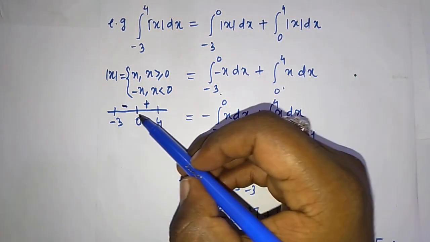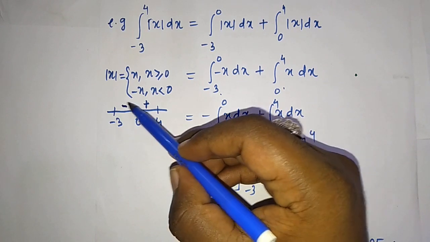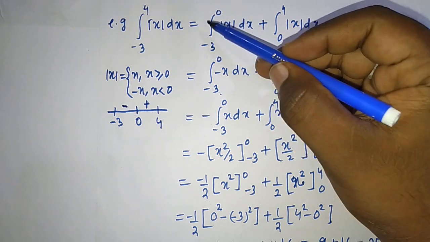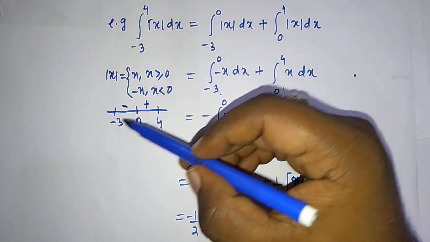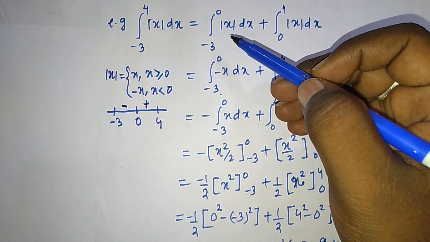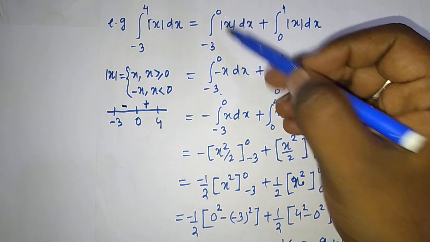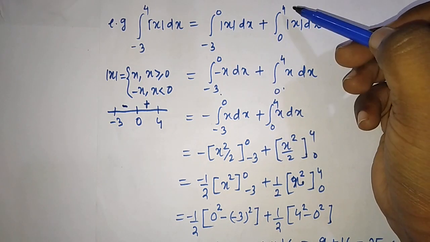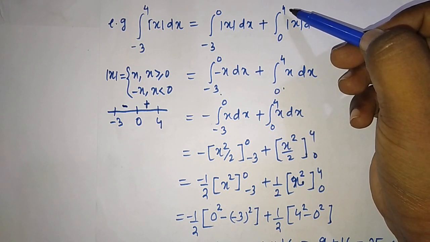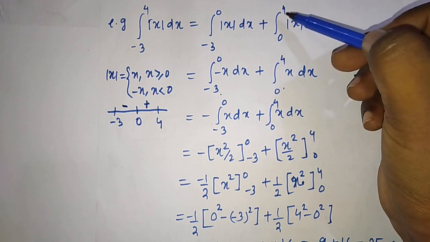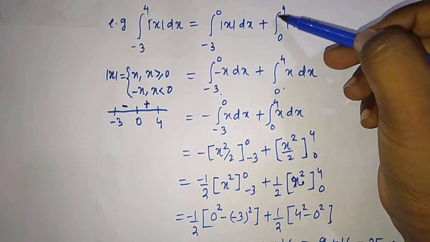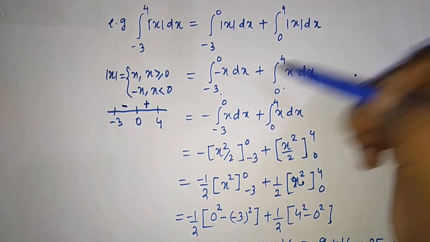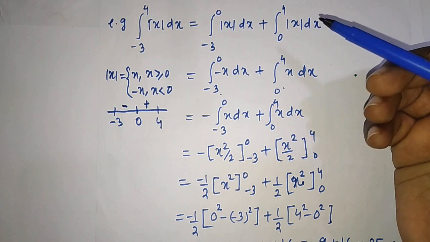Now from -3 to 0, all the numbers are negative. In this interval the value of x is negative, so the value of mod x is -x. Now in the interval from 0 to 4, all the numbers are positive. That's why the value of mod x will be plus x. Now you have got the functions.